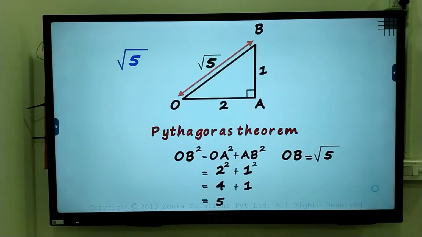All we have to do is get this length on the number line. It means we have 2 units as the base on the number line, and we draw this perpendicular of 1 unit to form a triangle. We see that in the next video.